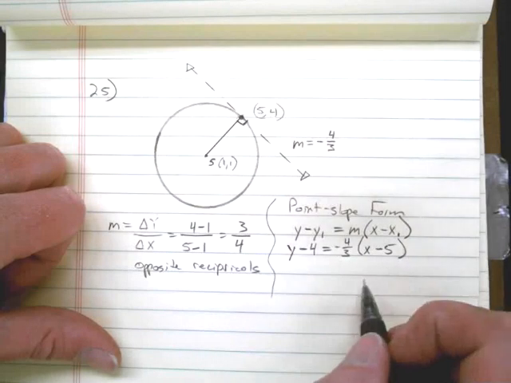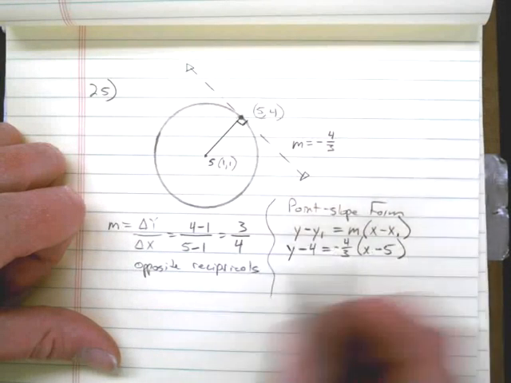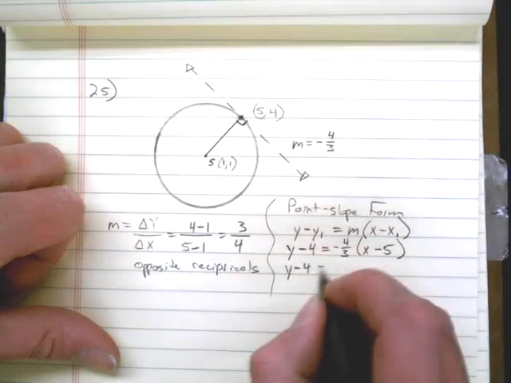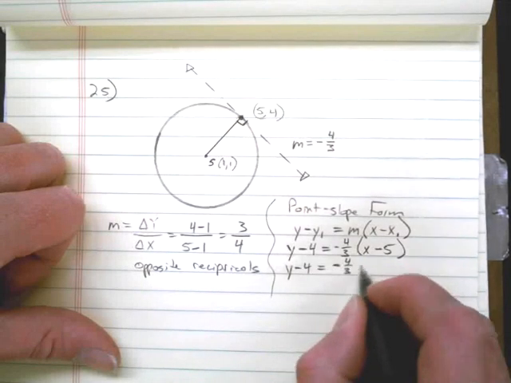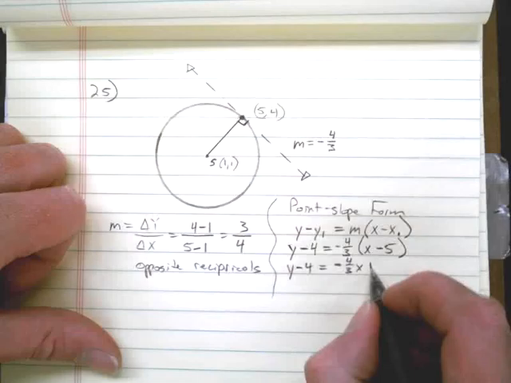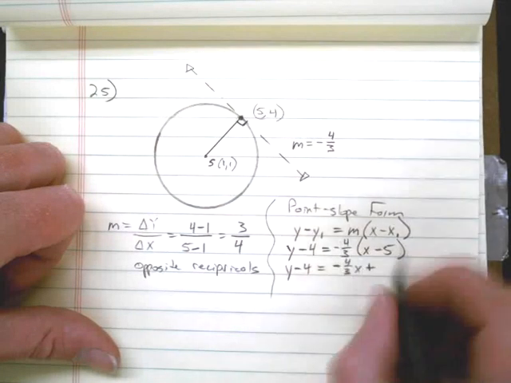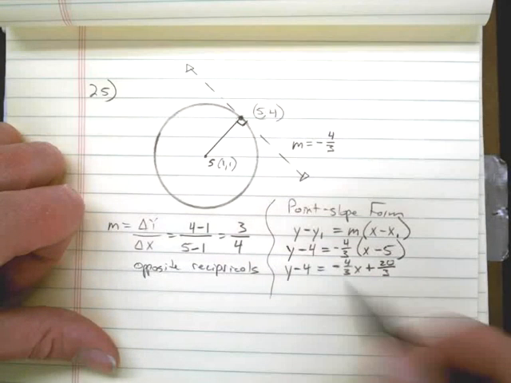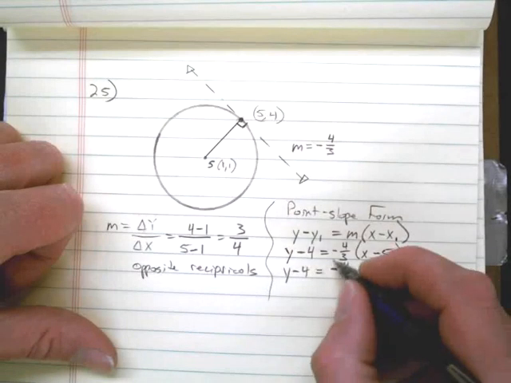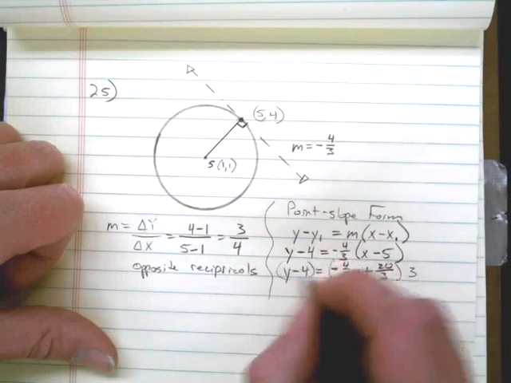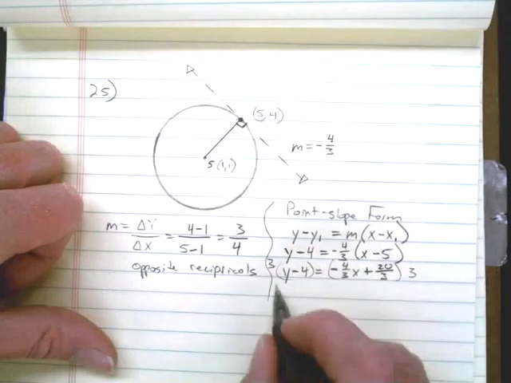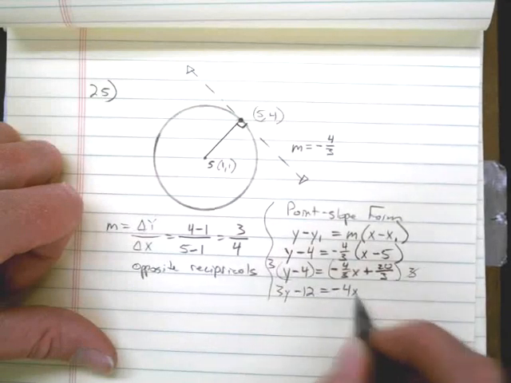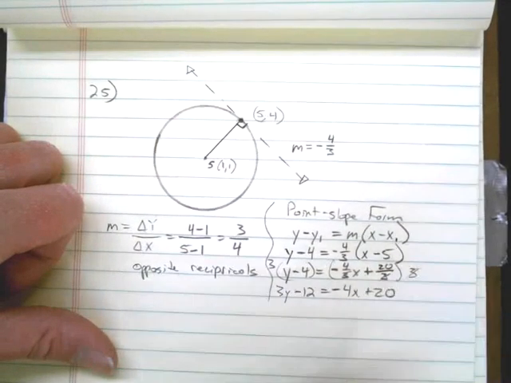Now, here we've got a couple different options. We can go ahead and distribute this negative 4/3, which we might as well do, just to practice some of our algebra. We'll get negative 4/3 x, and then a negative times a negative gives a positive, and 5 times 4 over 3 gives 20/3. Now, I don't like having a denominator, so I can multiply both sides by 3. You get 3y minus 12 equals, now the 3's cancel, negative 4x plus 20.